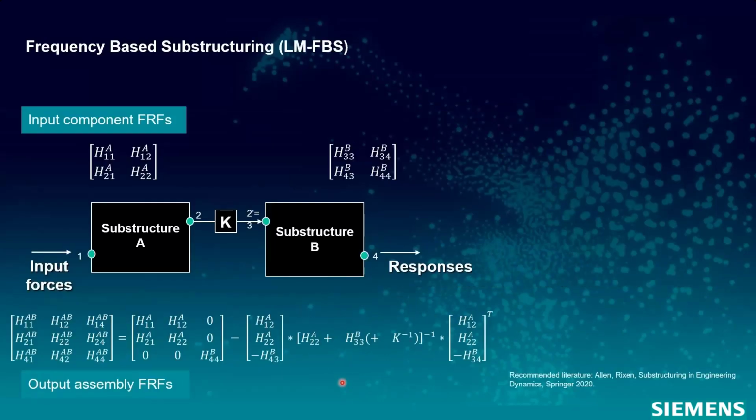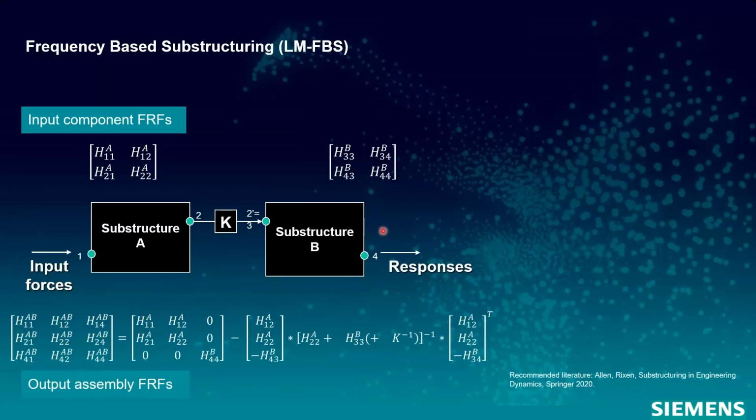Here you see the equations. So we have FRFs of substructure A and substructure B. And what we want to have with FBS, we can calculate them using this equation. We can calculate the assembled FRFs. So they are noted here with A, B. So these are really the FRFs between all these points 1, 2, and 4 of the full assembly. So these are actually the results I need to do my predictions once I have my blocked forces.